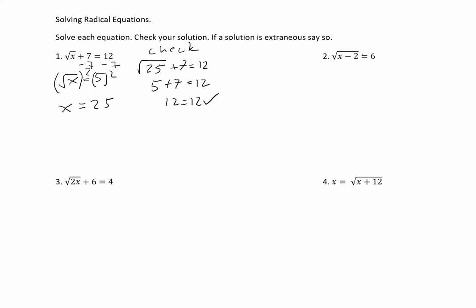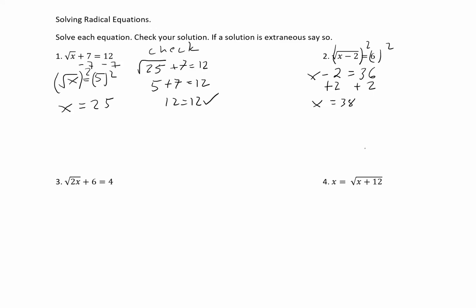All right, so here, this one, the radical's already by itself, so I go ahead and start by squaring both sides first. So when I square both sides, it gets rid of the radical. It doesn't do anything underneath the radical, so you're just going to take that out, and it stays x minus 2. And on the right-hand side, 6 squared is 36. So now I'm going to add 2 to both sides. So I get x equals 38.